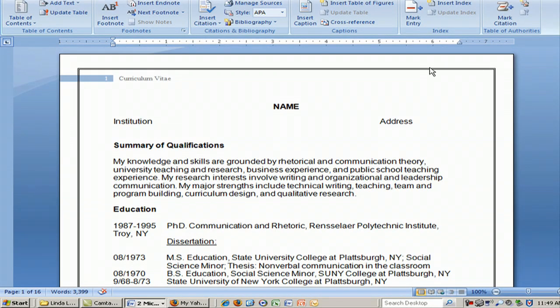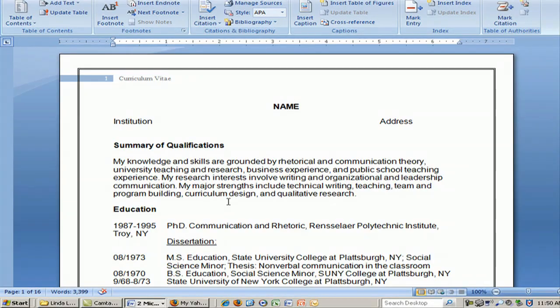So as you might expect, at the top we usually put a header, curriculum vitae, or course of life, as you all know from Latin, and name and address, the institution that you're currently associated with or were last associated with, and then a summary of qualifications.